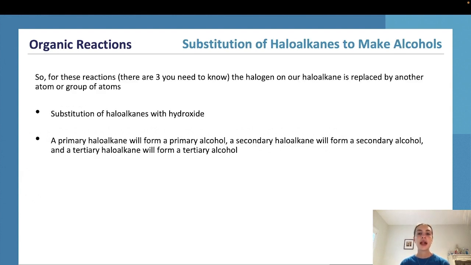The next one we can look at is the substitution of haloalkanes to make alcohols. There's 3 types of these ones which we can look at, and in each case the halogen on the haloalkane is replaced by another atom or a group of atoms. So we've got the substitution of haloalkanes with hydroxide, and in this case a primary haloalkane will form a primary alcohol, a secondary haloalkane will form a secondary alcohol, and a tertiary haloalkane will form a tertiary alcohol.